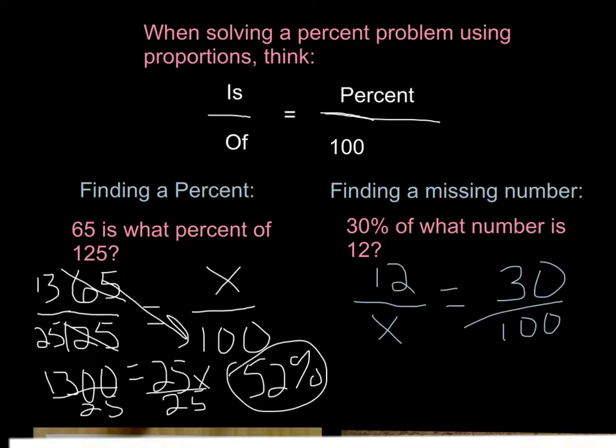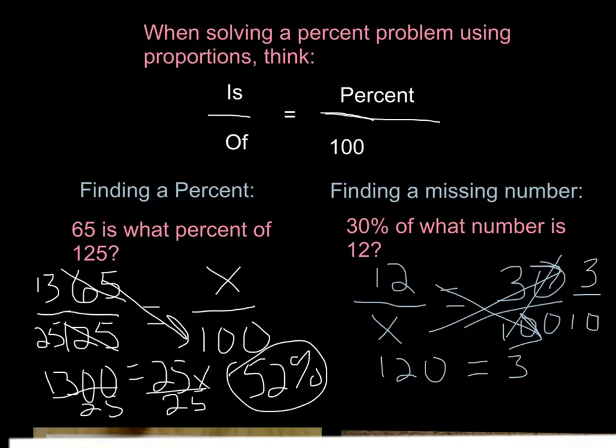Now that my proportion is set up, I can look to see if I can reduce anything. I have 30 over 100, which would reduce to 3/10. Now that I've reduced, I'll find my cross products and write myself an equation. 12 times 10 is 120, and x times 3 is 3x. Therefore, I have 120 equals 3x. To solve my equation, I divide both sides by 3, and I get that x equals 40.